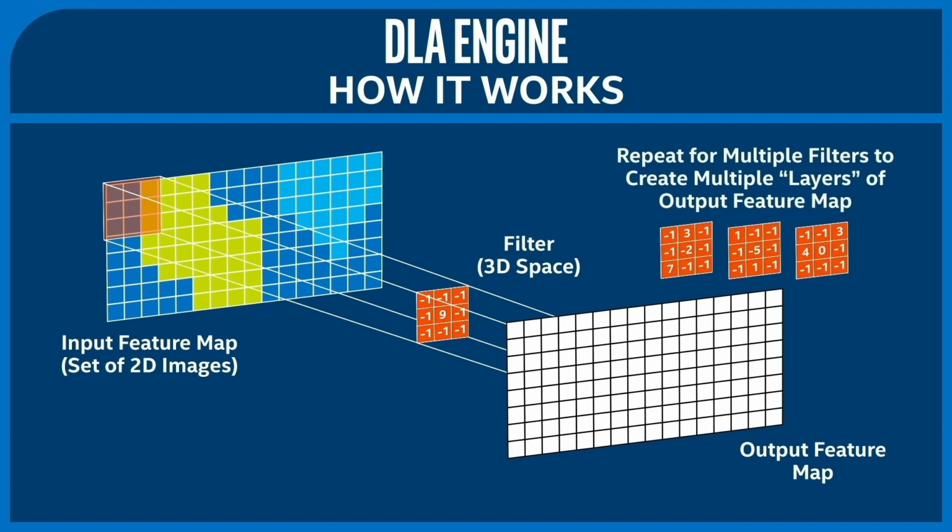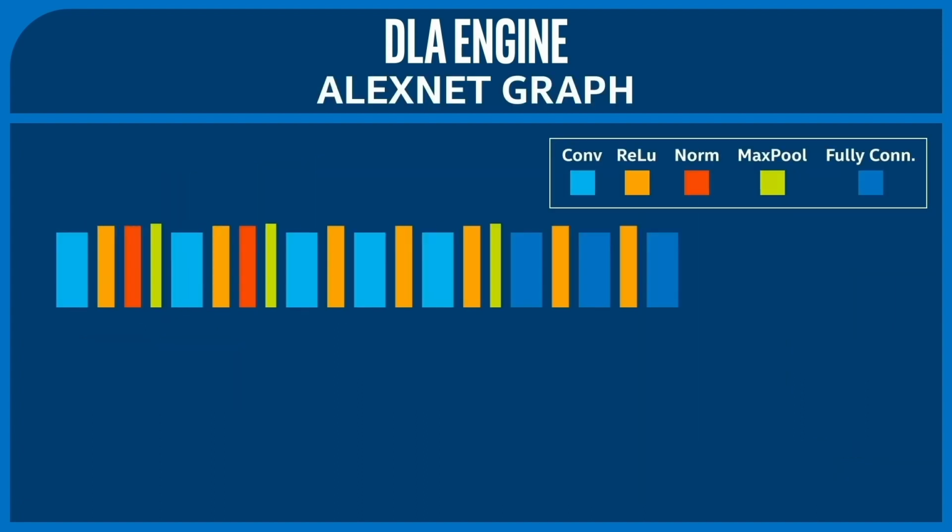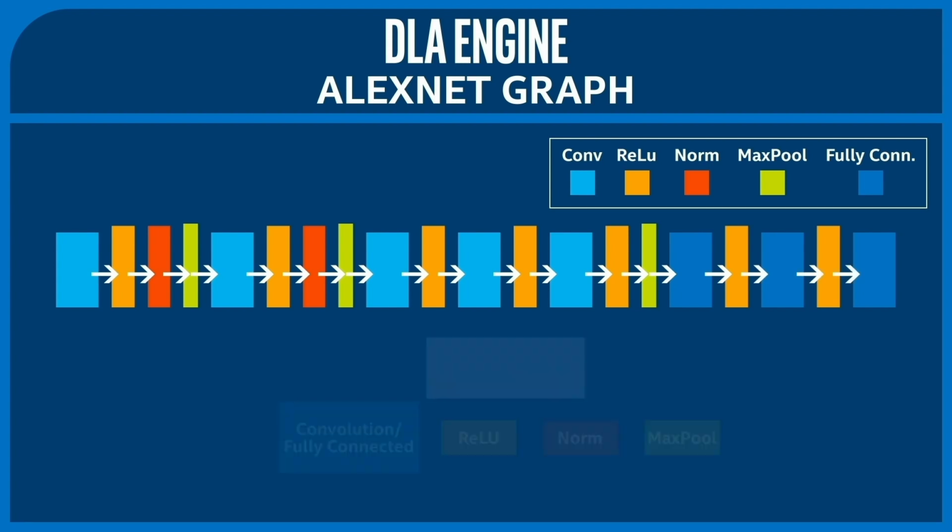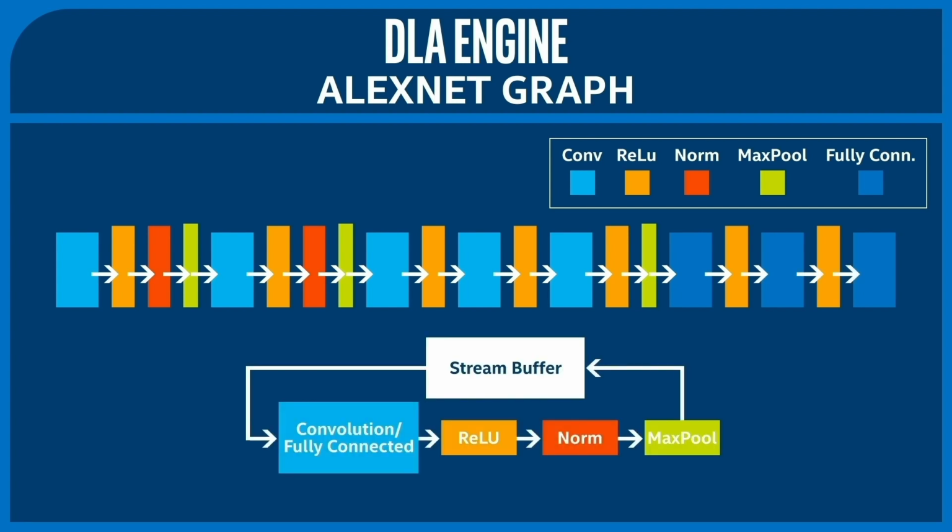To generate multiple output channels, we apply multiple filters at the same time, one for each color channel, for example, RGB. With the DLA, we can combine multiple layers into a single pass. Here we see the process in action with the AlexNet topology. The output of one pass becomes the input to the next and proceeds until the entire network is complete.